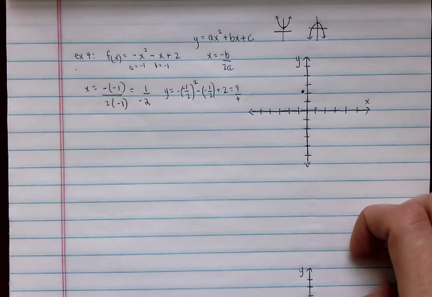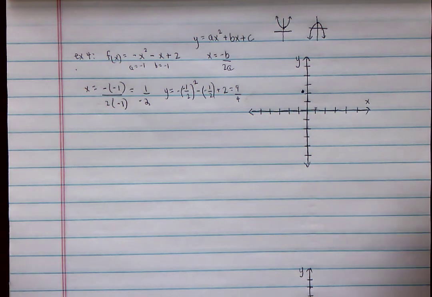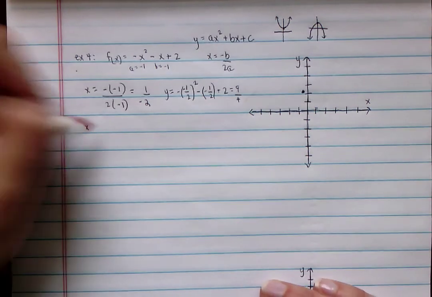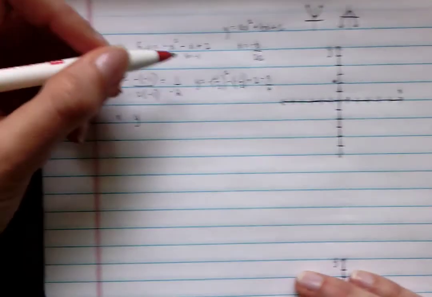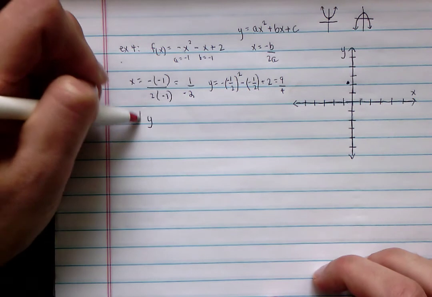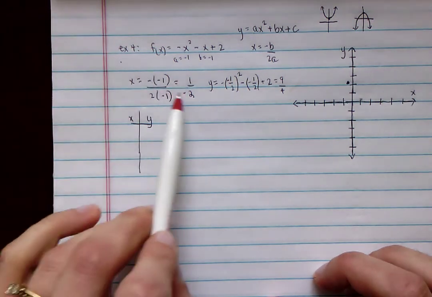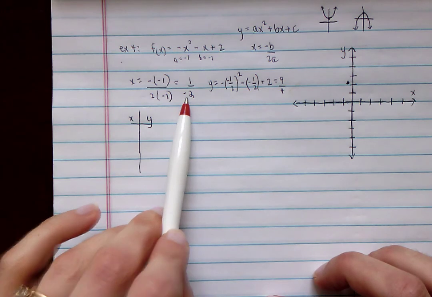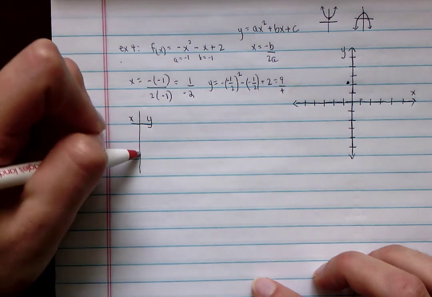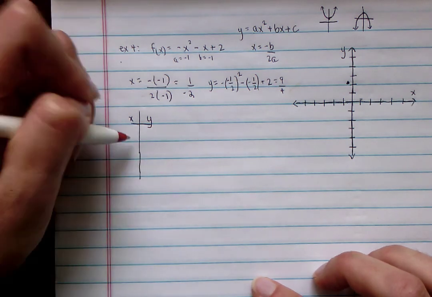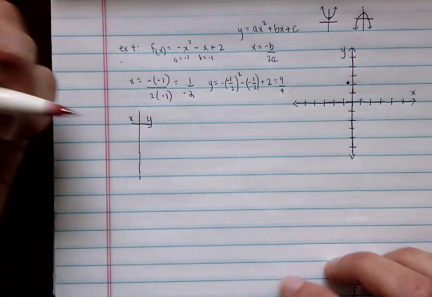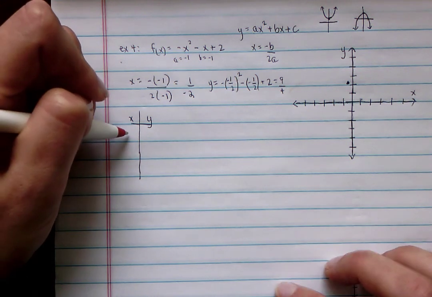Then in order to figure out how to plot the rest of this, we can do an x and y chart and pick points around the vertex. So what's near -1/2? Think about those values. Definitely kind of plotting the same ones that we've been plotting.